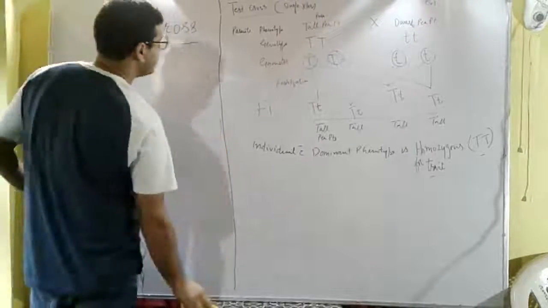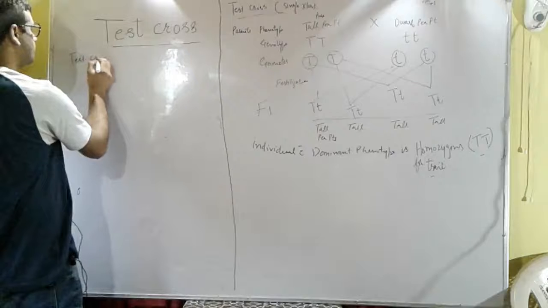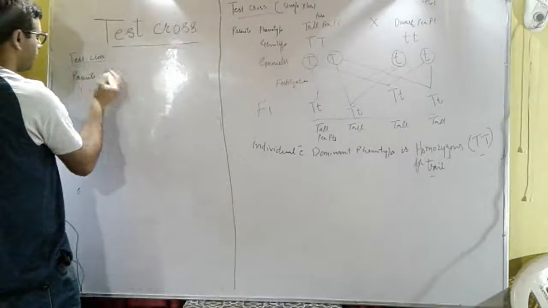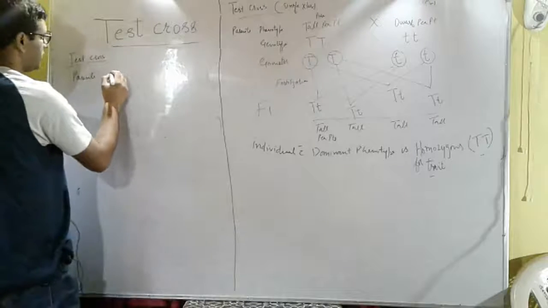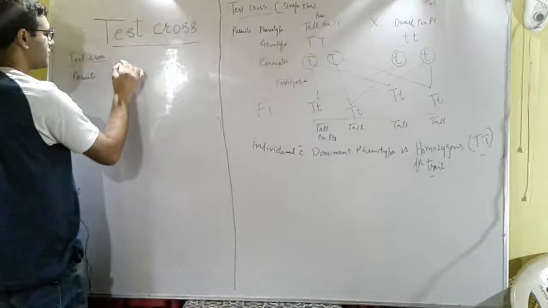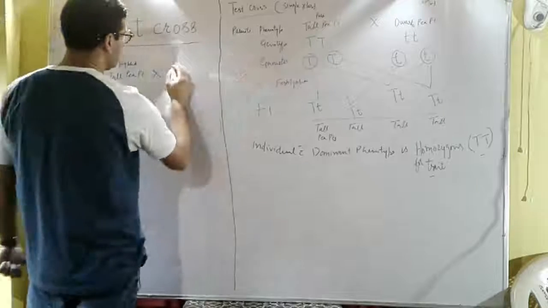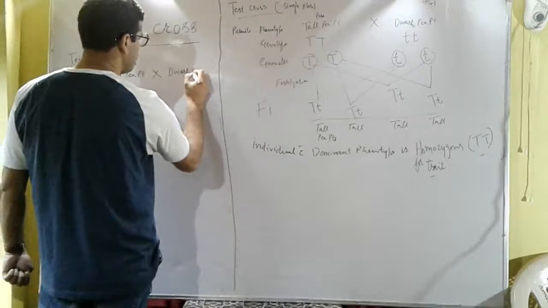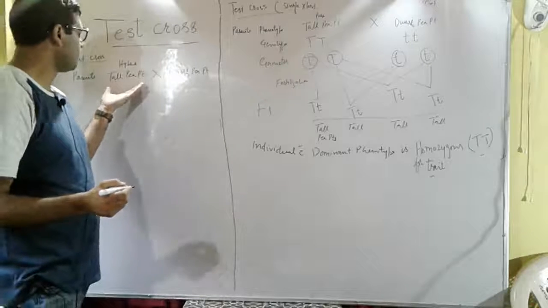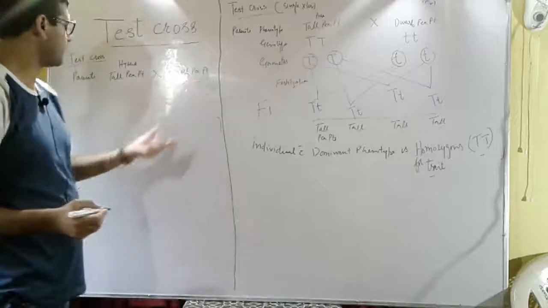Case second is we have got test cross. We have got a parent, for example, a tall pea plant, but it is a hybrid tall pea plant. It is crossed with dwarf pea plant. In test cross, we cross the individual with dominant phenotype with the homozygous recessive individual or homozygous recessive parent.